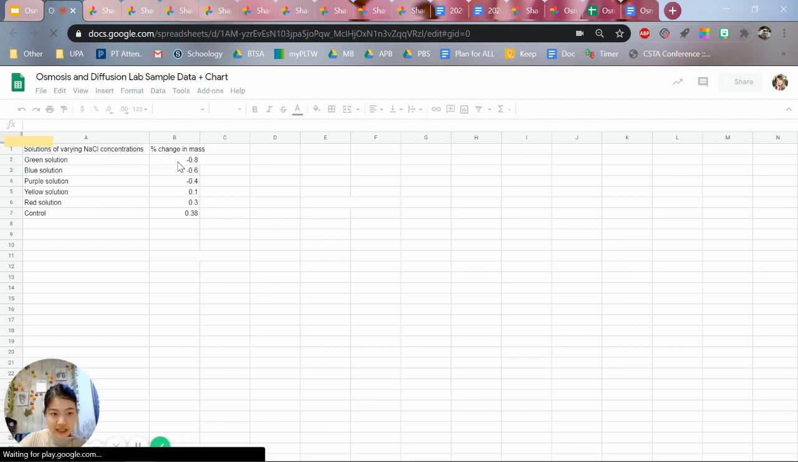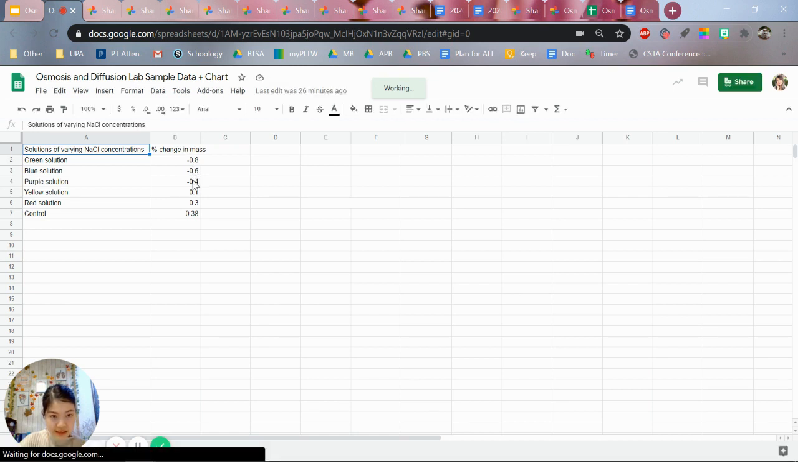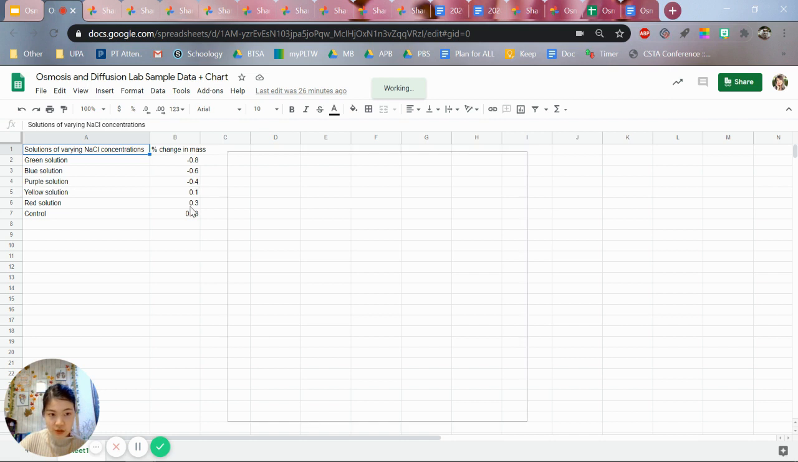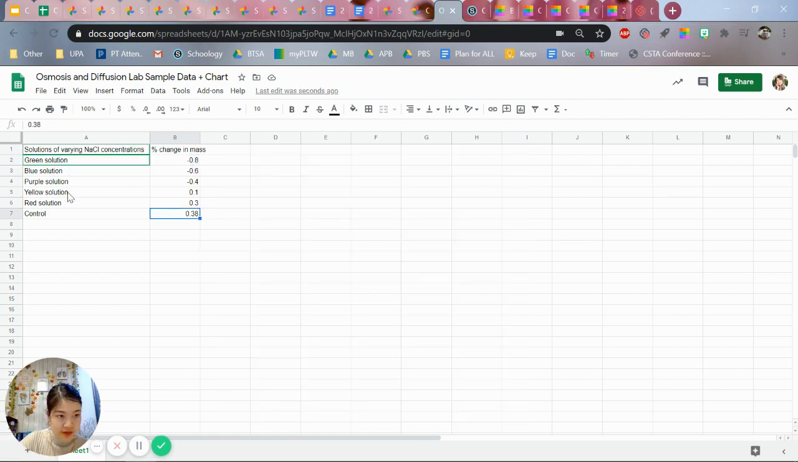So students will calculate their percent change in vegetable mass by subtracting the initial mass from the final mass, dividing that value over the initial mass, and then multiplying by 100. That would be the percent change in mass. And here are my 5 different colored solutions and my control. My x-axis would be solutions of varying saline concentrations. The y-axis would be the percent change in mass.